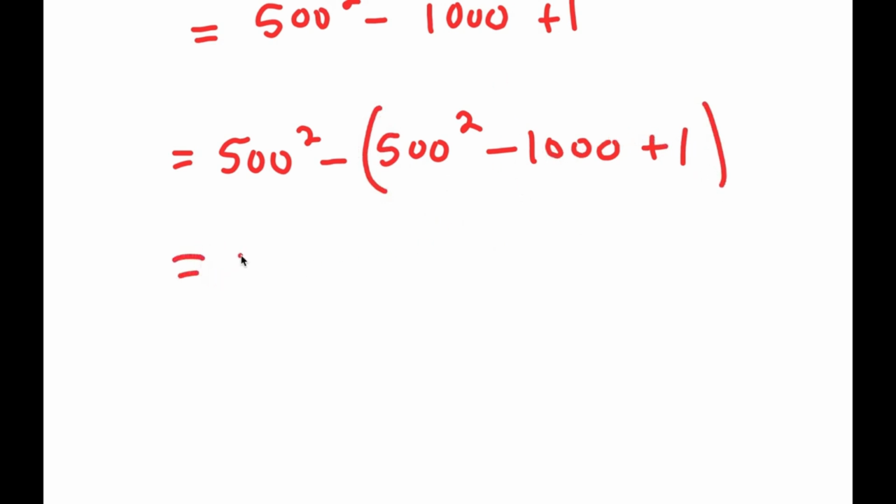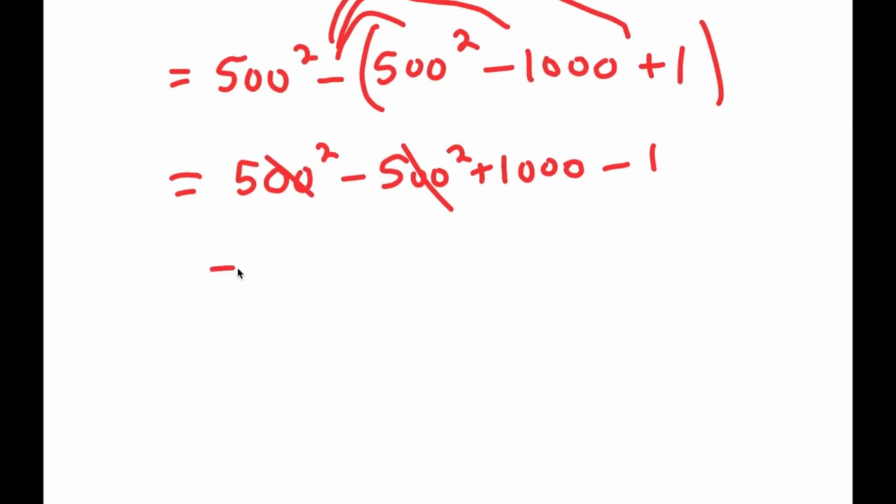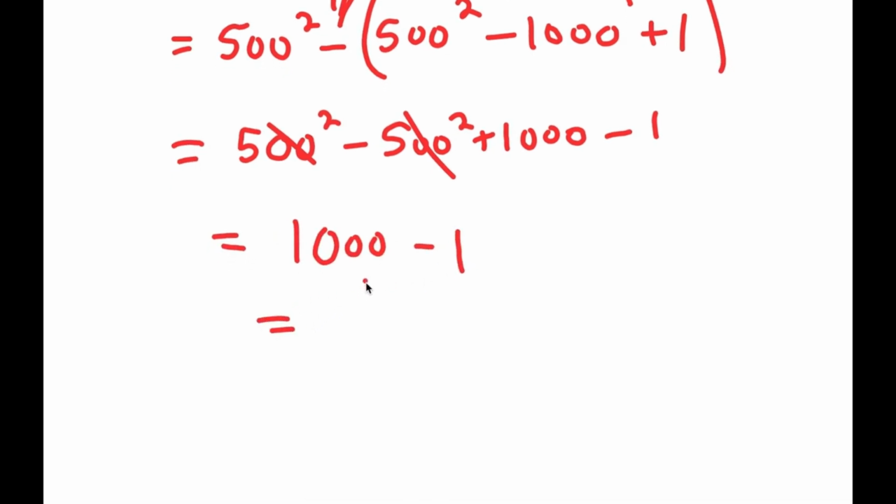So now this is equal to 500 squared, and now we're going to distribute the negative sign. If I distribute the negative sign, that's basically like multiplying these terms by −1. So −1 times 500 squared is negative 500 squared. −1 times −1000 is positive 1000. And −1 times positive 1 is −1. Now these two 500 squares cancel out. So I'll be left with 1000 minus 1. And 1000 minus 1 is 999. So again, I get 999 as my answer.